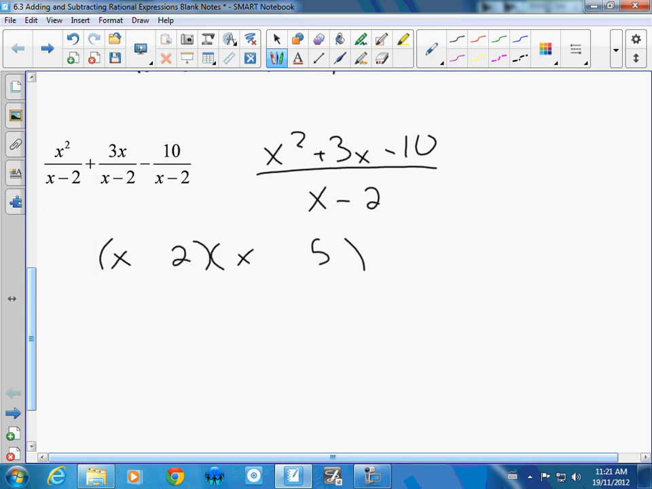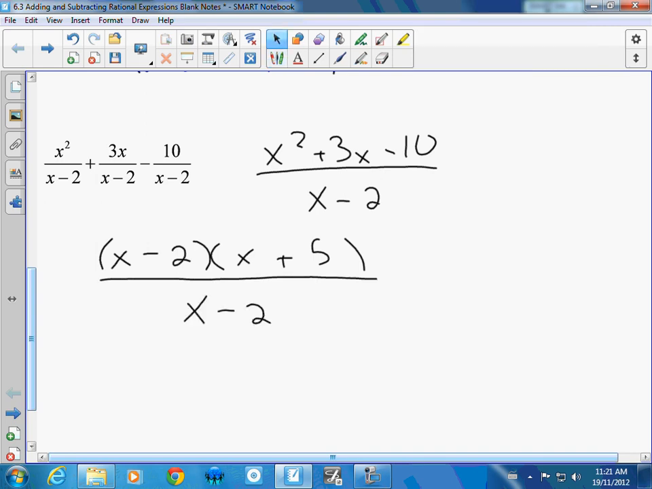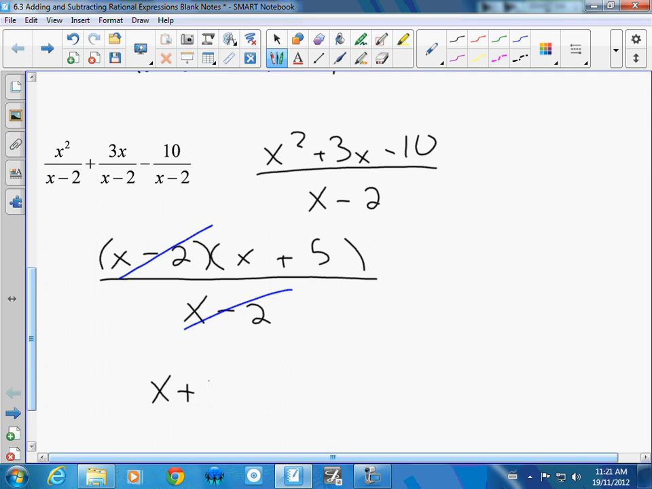Now, we want it to be positive 3, so where do we put the positive? In front of the 5 or the 2? In front of the 5, because that's our larger one there. Okay, and this is all over x minus 2. Oh, look! What can you do? Cancel! That one and that one. What are you left with? x plus 5. We're done, right?